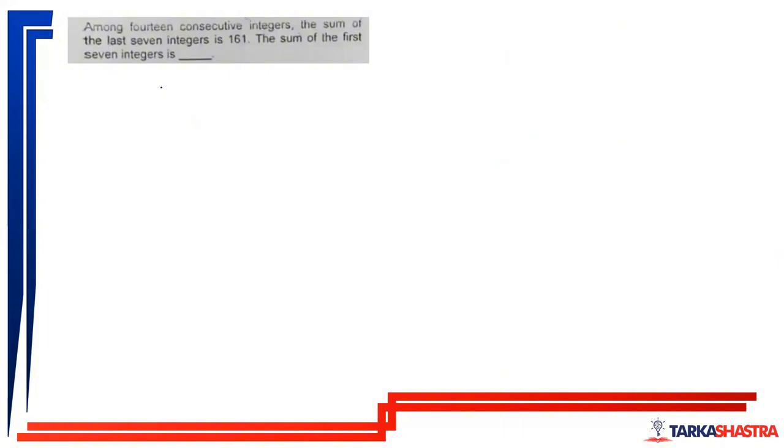Then, among 14 consecutive integers, the sum of the last 7 integers is 161. Moving forward to the next question. 14 consecutive integers, the sum of the last 7 integers is 160. It is expected that you read the question, pause the video, try to solve it on your own, and only then look at the solution.